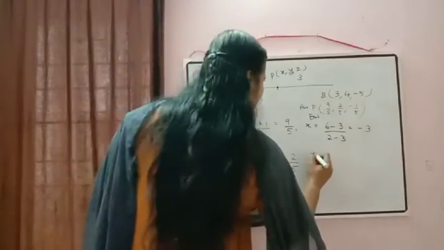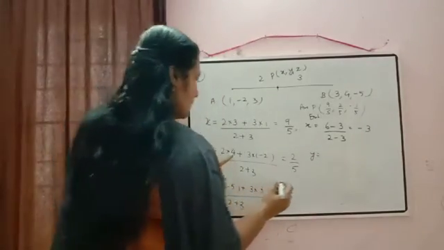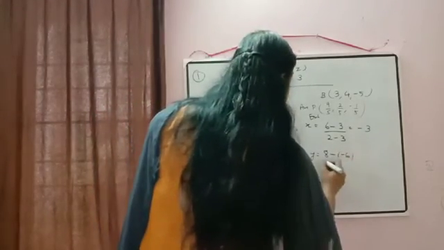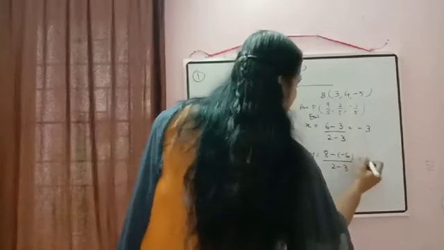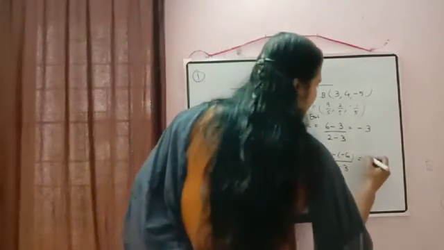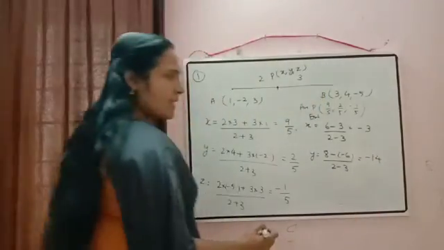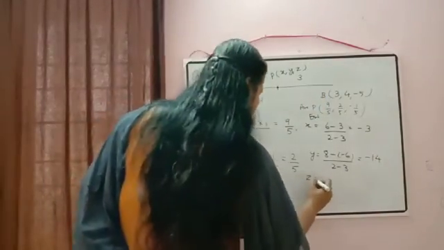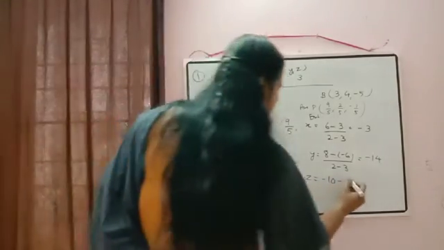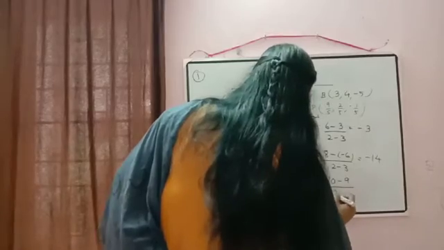In the same way, the y coordinate: 2 into 4 is 8, minus 3 into -2 is -6, by 2 minus 3. So it will be equal to 8 plus 6, 14, by -1. So we will get here -14. And the z coordinate: 2 into -5 is -10, minus 3 into 3 is 9, by 2 minus 3.